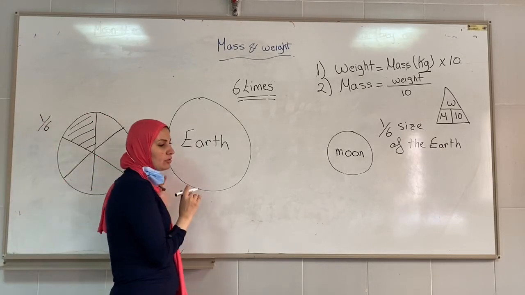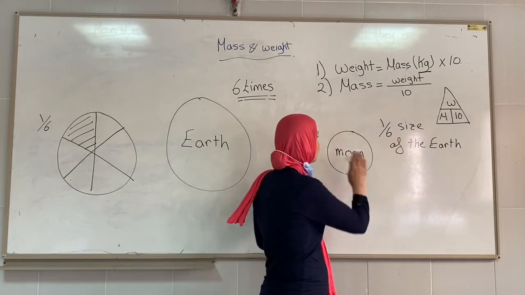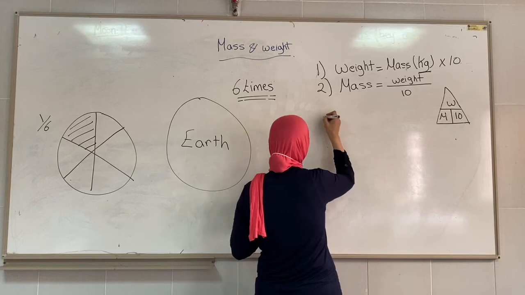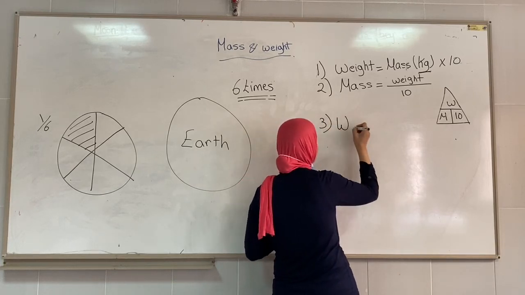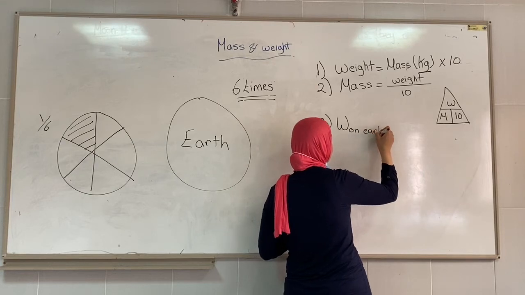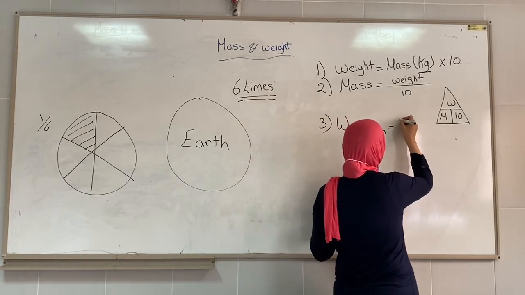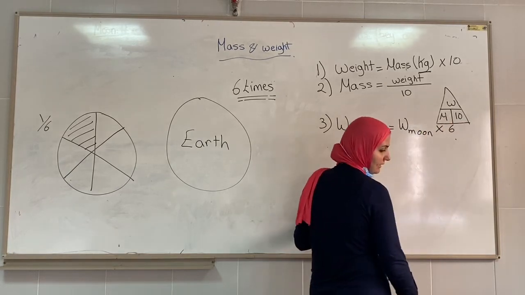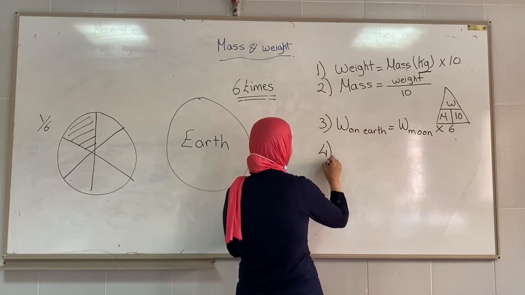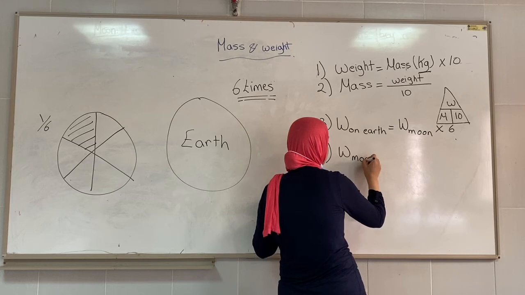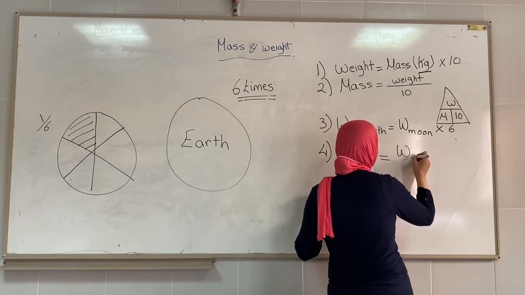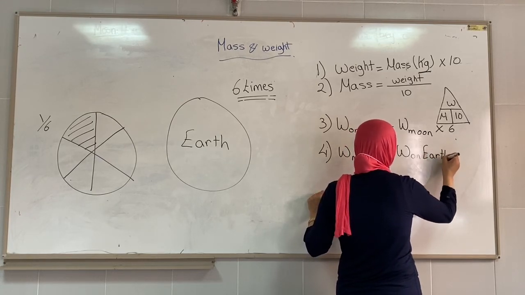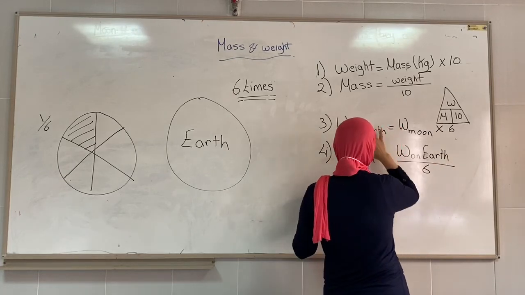So what is my rule for this? Rule number 3: the weight on Earth is equal to the weight on the moon times 6. While rule number 4: the weight on the moon is equal to the weight on Earth divided by 6.